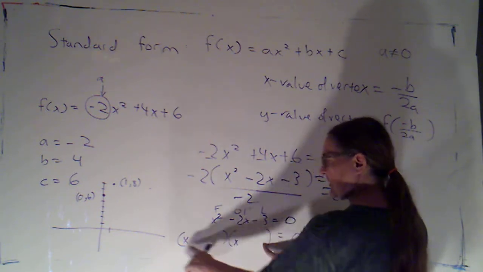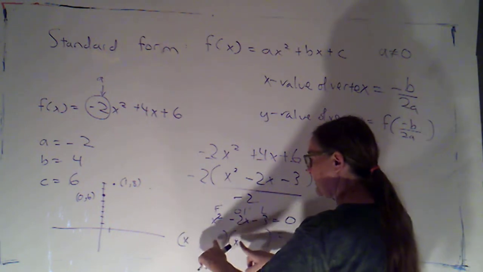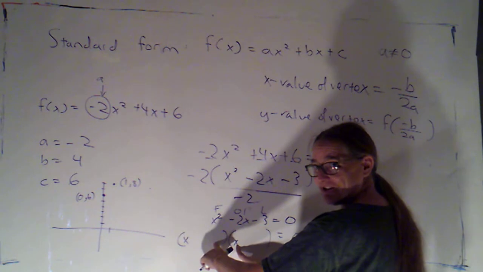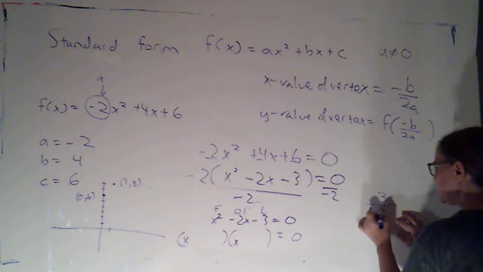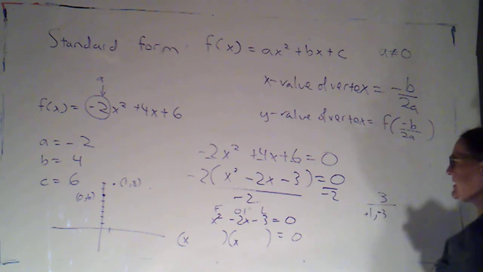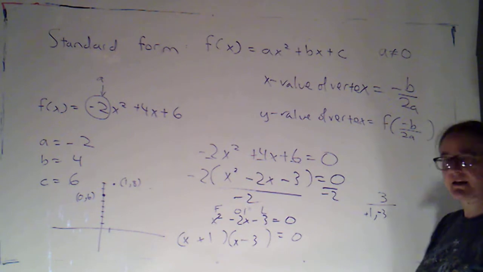Whatever number I put here, I'm going to have that many x's from my outside term. Whatever number I put here, I'm going to have that many x's from my inside term. They have to combine to give me negative 2 copies of x. So it looks like I want that bigger number, the 3, to be negative. So I'll try x plus 1 times x minus 3.